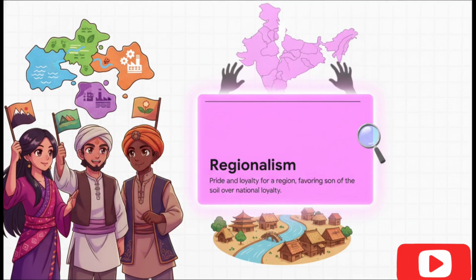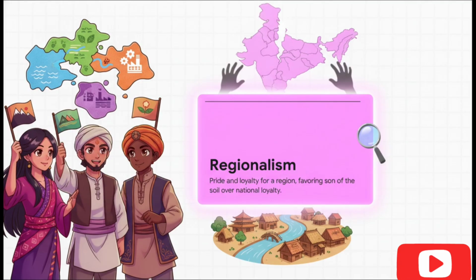Regionalism is defined as an intense feeling of pride and loyalty associated directly with a specific region, rather than the nation as a whole. It heavily favors what's called the sons of the soil theory. This basically means inhabitants feel a sense of unity based on their local language, culture, and economic interests, which very often leads to narrow personal interests and demands for regional autonomy. Just like communalism, it takes that overarching national loyalty and replaces it with a localized, sometimes negative feeling toward people from other regions.